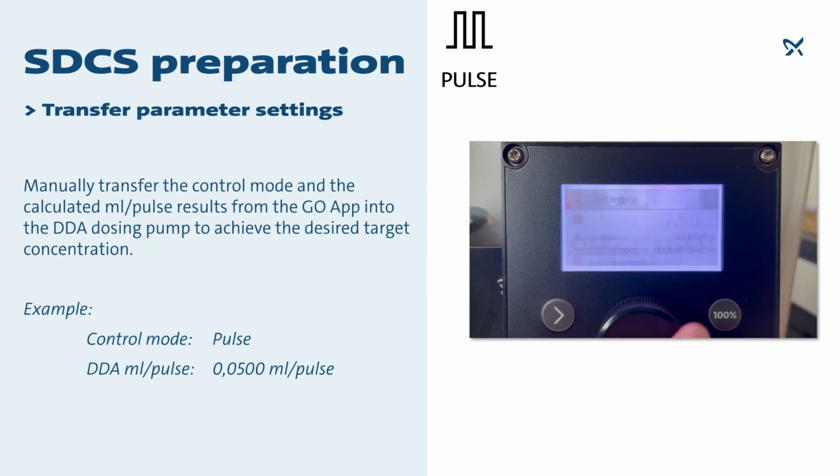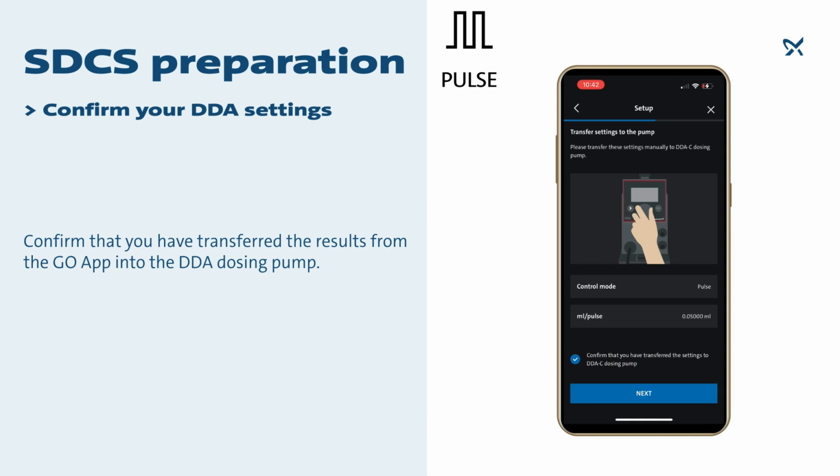Now manually transfer the results calculated by the Grundfos GO app to the DDA dosing pump to achieve the target concentration. Confirm that you have transferred the Grundfos GO app results to the DDA dosing pump in order to send the commissioning file to your SDCS administrator in the next step.